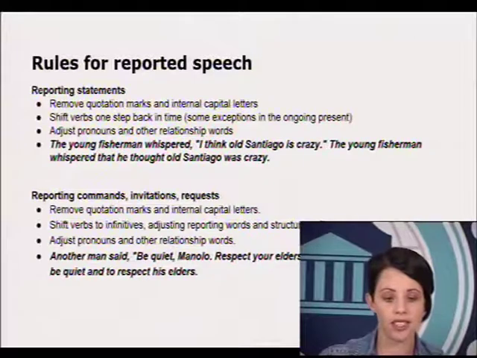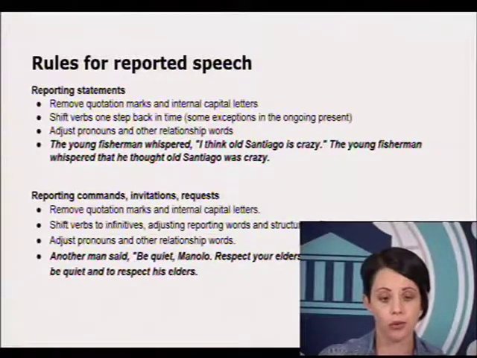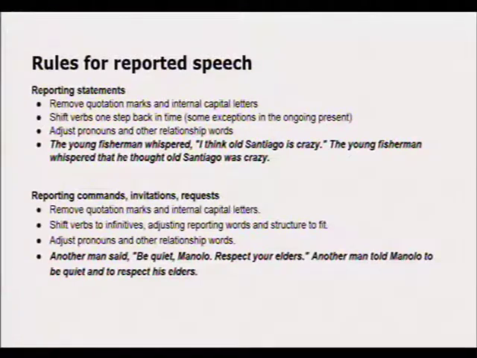Reporting commands, invitations, and requests. Remove the quotation marks and internal capital letters. Shift verbs to infinitives, adjusting reporting words and structure to fit. Adjust the pronouns and other relationship words. For example, another man said, "Be quiet, Manolo, respect your elders." So if you do the indirect speech, you would say, another man told Manolo to be quiet and to respect his elders.